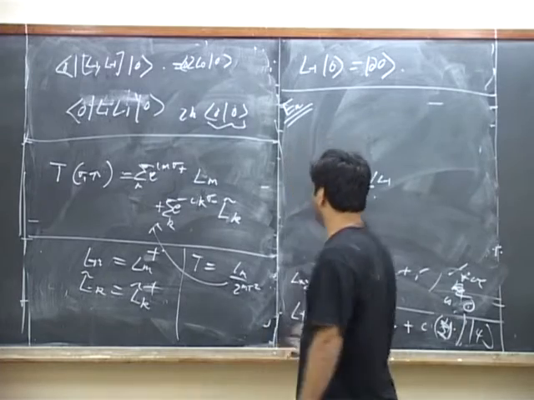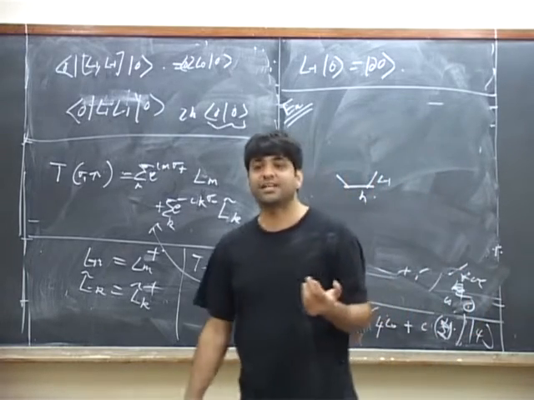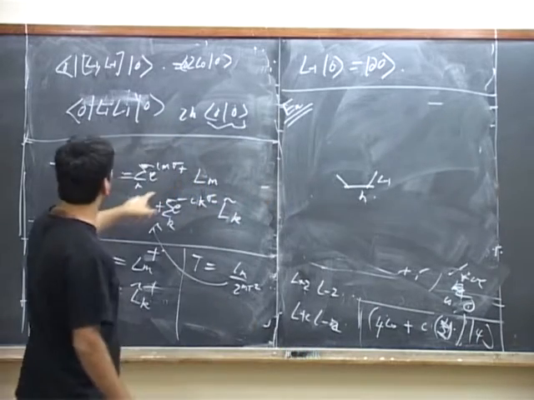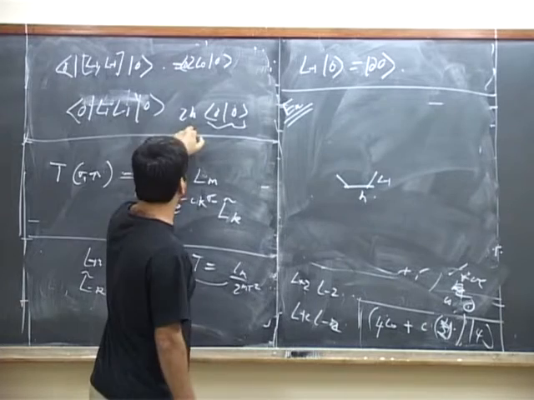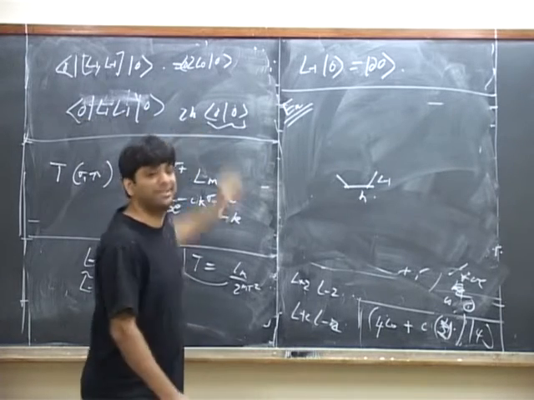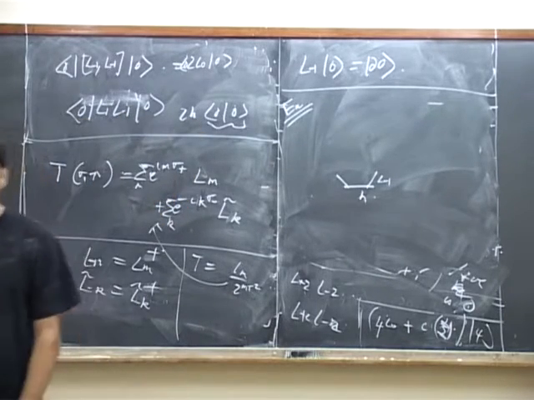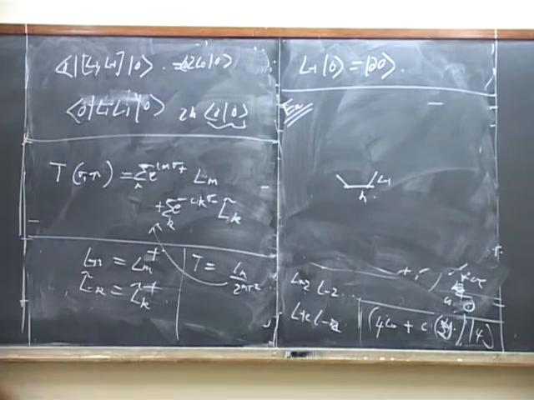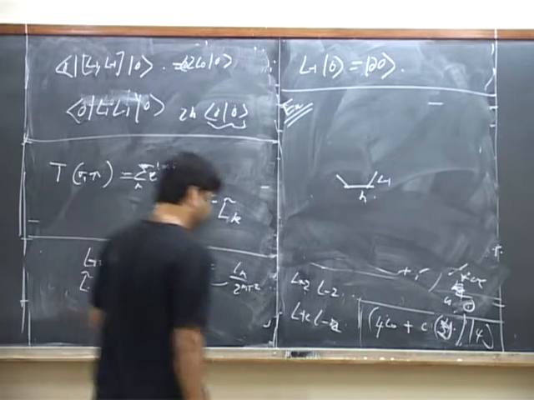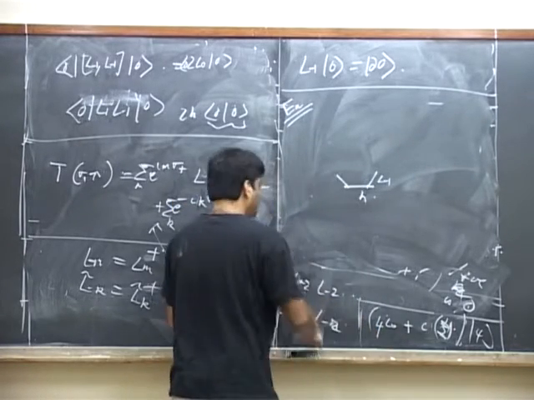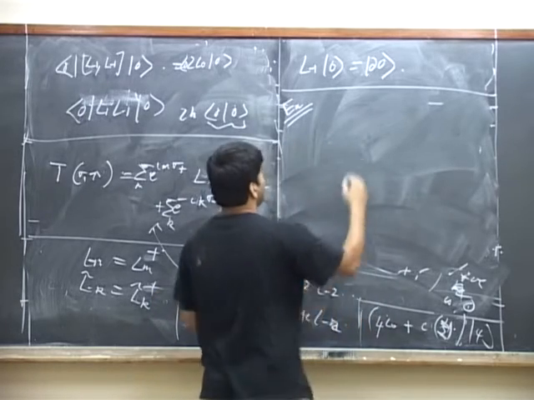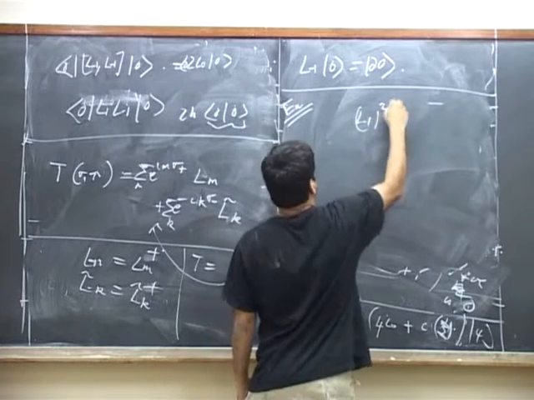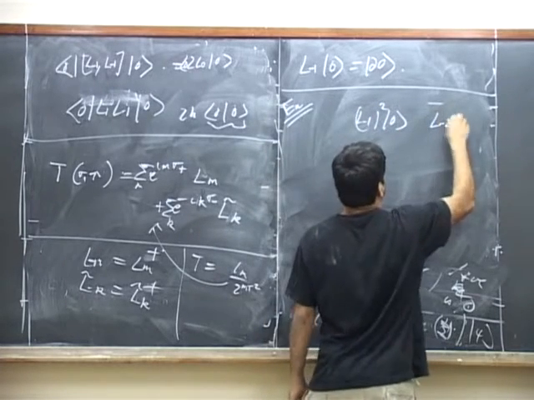So let's say that we work with a normalization such that the inner product of the primary with itself is 1. We've determined that the inner product of L minus 1 on the primary with itself is 2h, and we've got a constraint on h from the requirement that this be positive. Now, let's say we go to level 2. We have two states: L minus 1 squared on the primary, and L minus 2 on the primary.